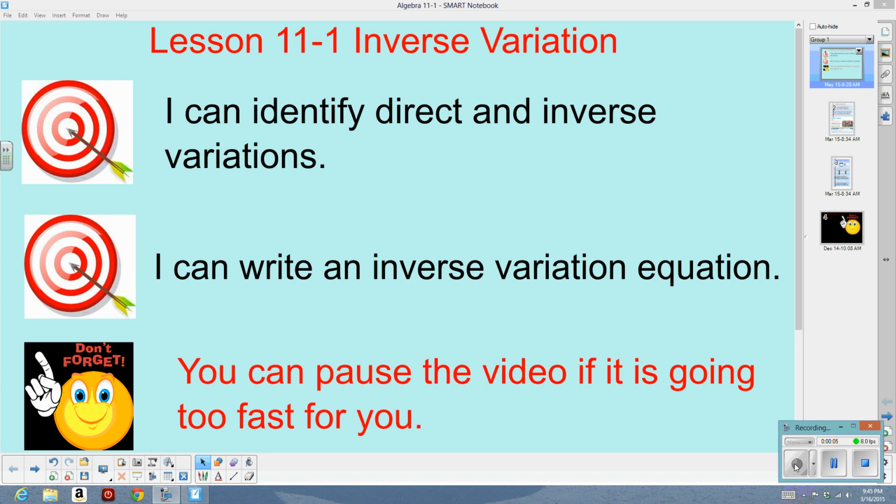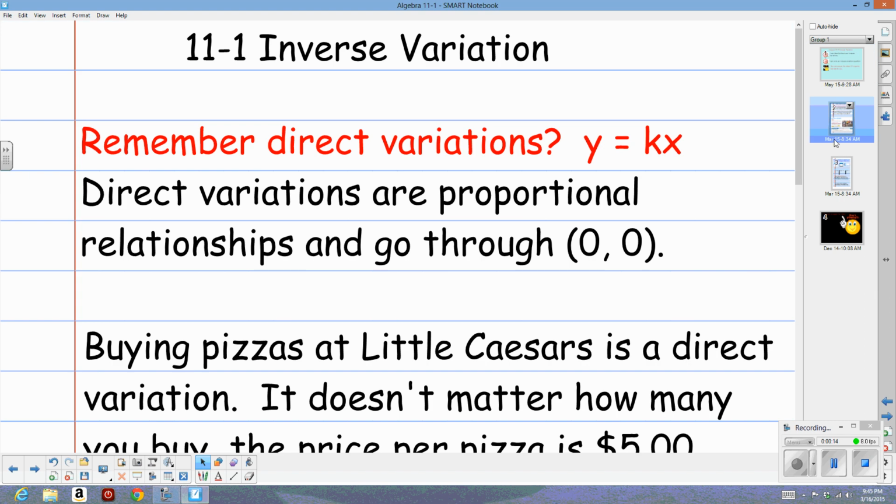In this lesson, you will identify direct and inverse variations, and you will also write an inverse variation equation. Remember direct variations from earlier in the year? They're in the form y equals kx. Direct variations are proportional relationships, and they always go through 0, 0 when you graph them.